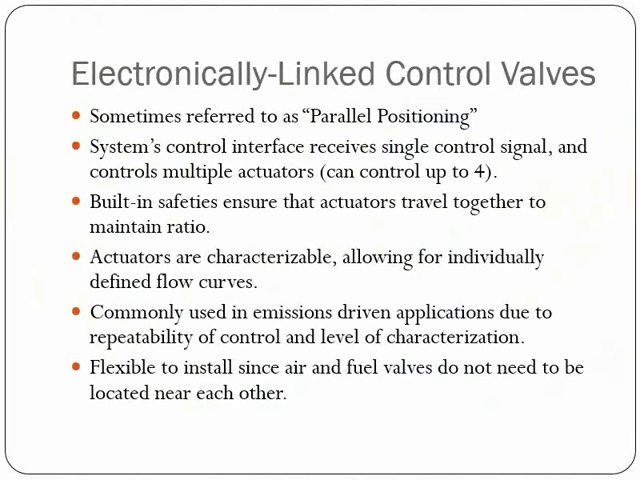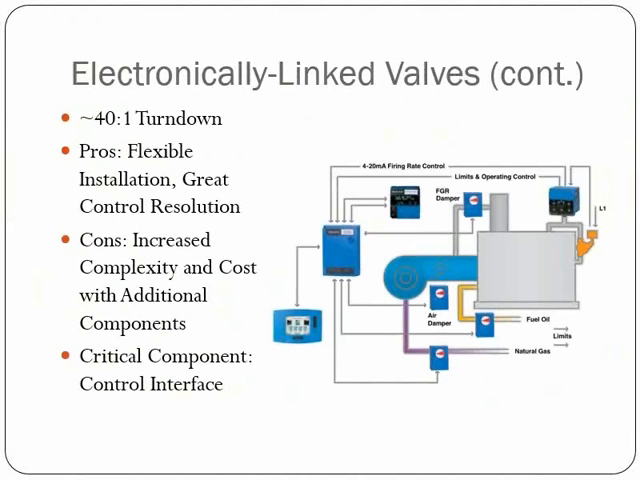You don't have to make sure that your combustion air blower and your pipe train are going to be parallel to each other when you are installing these. These will also give you about the 40 to 1 turn down, with the caveat that everything else in your system is sized appropriately. Again, hitting on the pros, it allows for flexible installation and gives you great resolution as far as getting tight temperature control and repeatability.